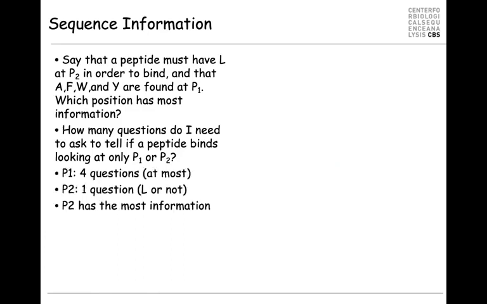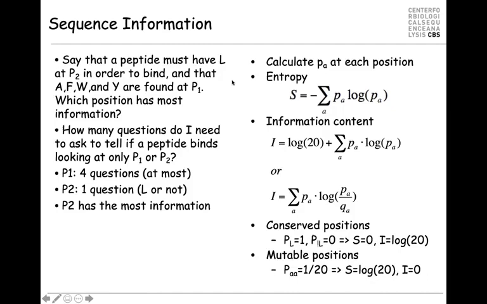You can then formulate this in a more mathematical way. You can find the frequency of each amino acid at a given position. Then you can write down the sum over the 20 amino acids here of P times the log of P. That is called the entropy. And then information content is just log of 20 minus S, right? Or this is if you assume that all amino acids in the world have the same background frequency of 5%.